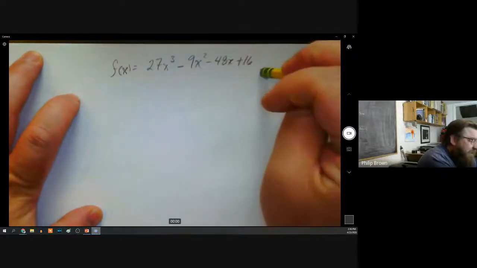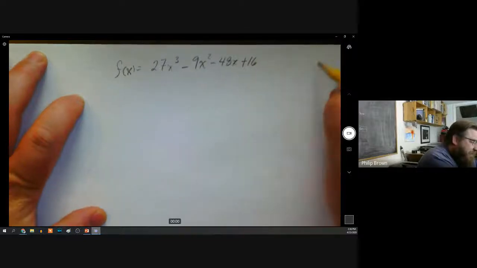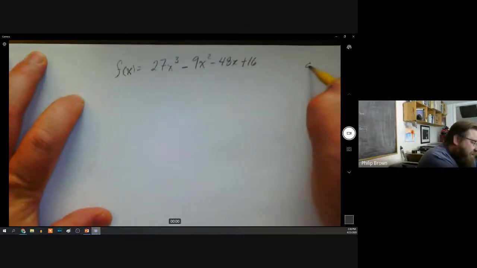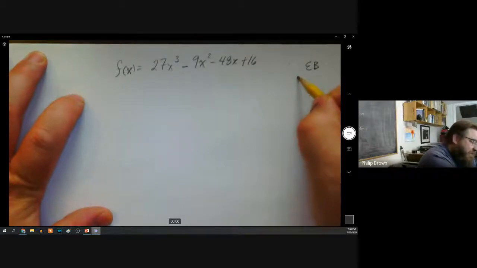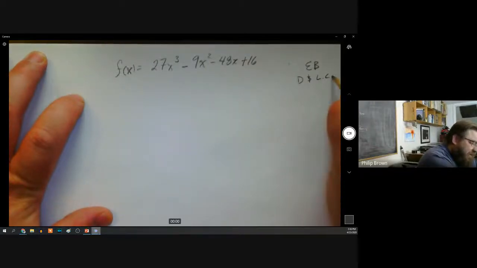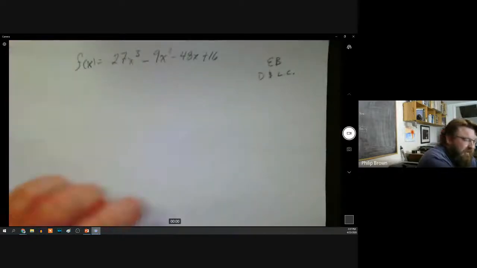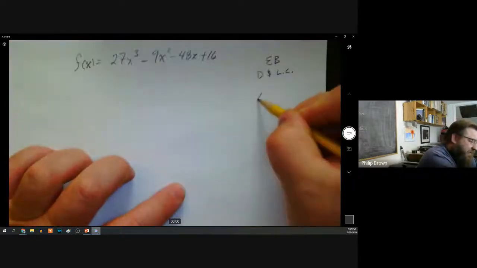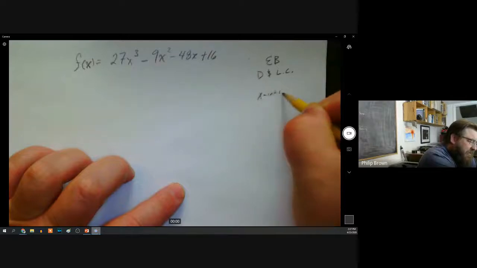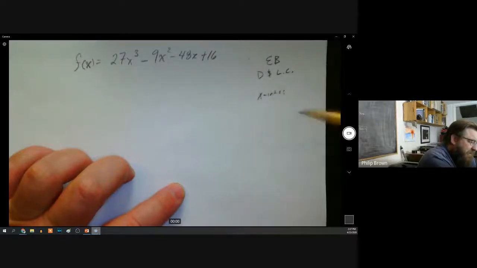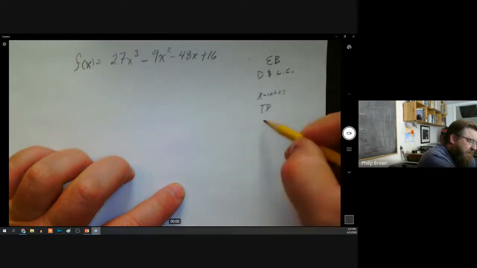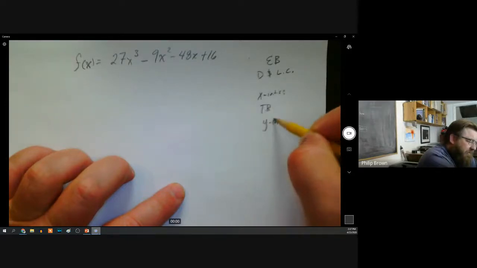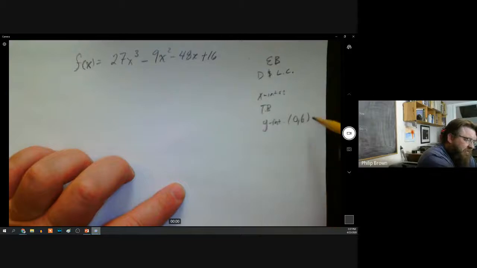All right, so this one right here. Here's what we got to figure out. We need to figure out the end behavior, right? And to figure out the end behavior, you have to do a combination of degree and leading coefficient. And then we have to figure out the maximum number of x-intercepts. And then we also need to figure out how many turning points there could be. And then we got to figure out the y-intercept. The y-intercept in this one's easy, 0, 16.